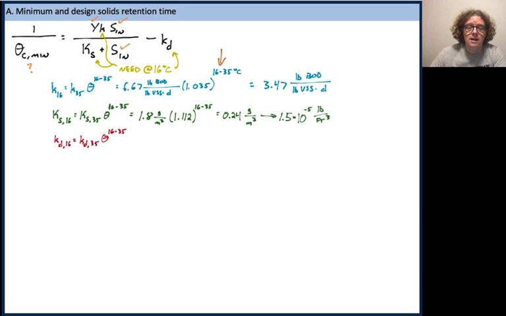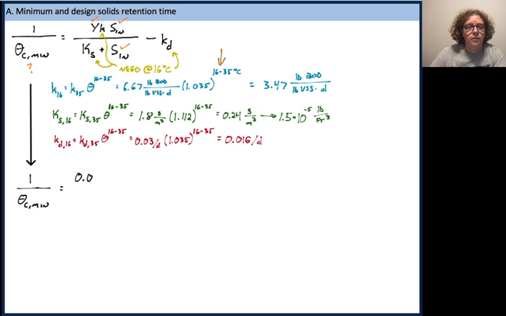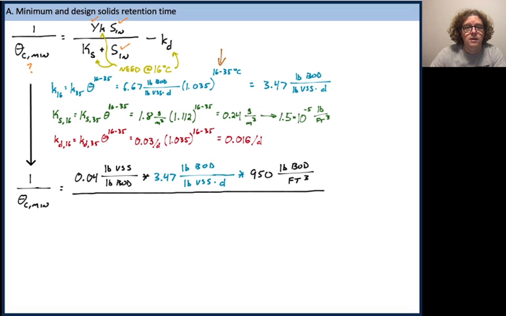Finally, for KD, that death rate or endogenous decay rate, we'll go ahead and go from 0.03 per day at 35 degrees C to 0.016 at 16 degrees C. So with those values, this becomes an algebra problem. Go ahead and plug those in the numerator, the yield, our growth rate, and our substrate loading rate, 950 pounds of BOD per cubic foot, the concentration of substrate coming in, I should say. In the denominator, our half saturation constant, and again, that concentration of substrate minus the endogenous decay rate.